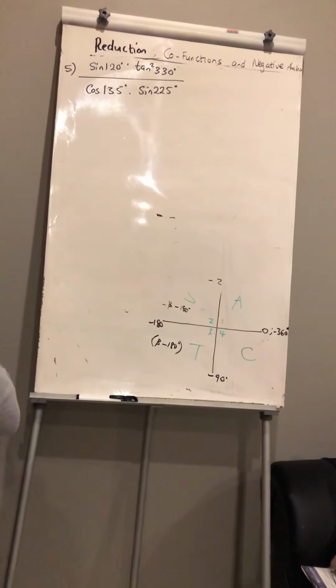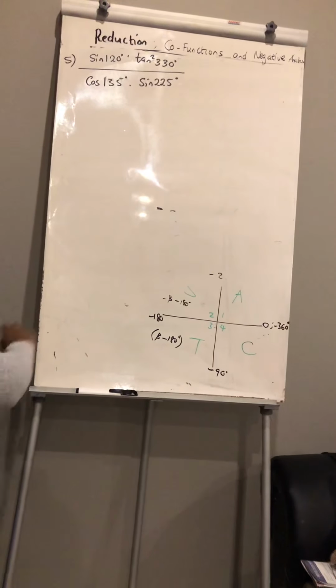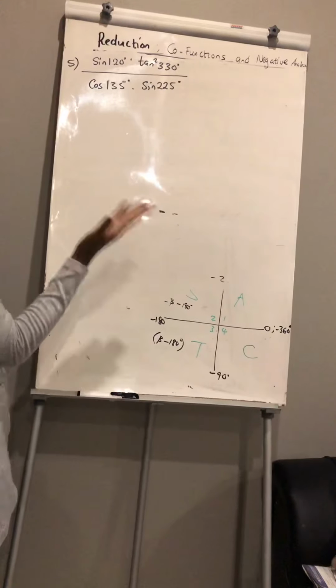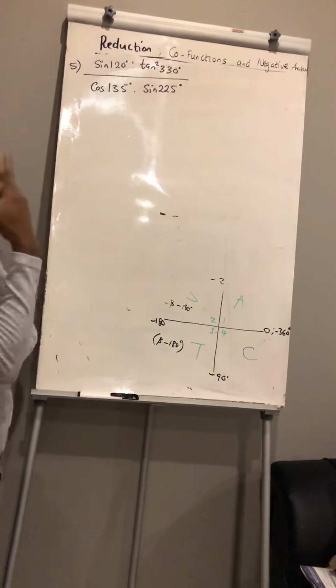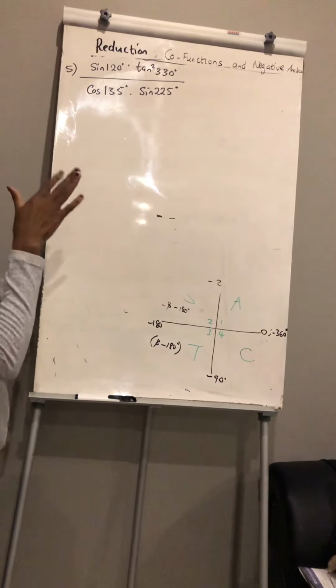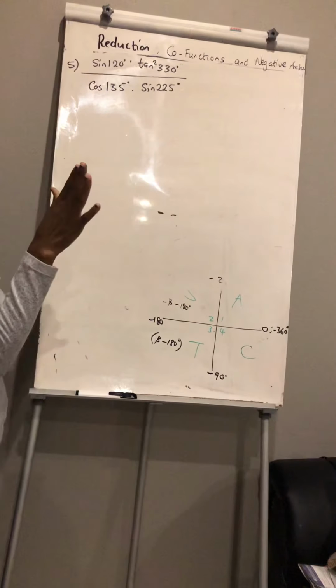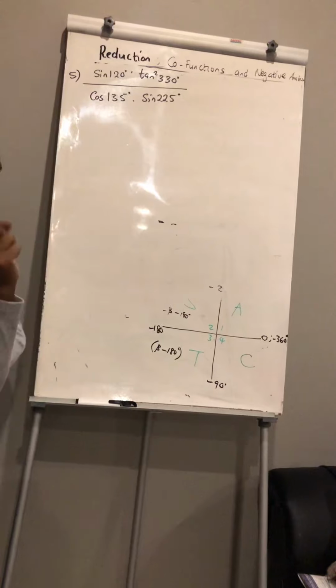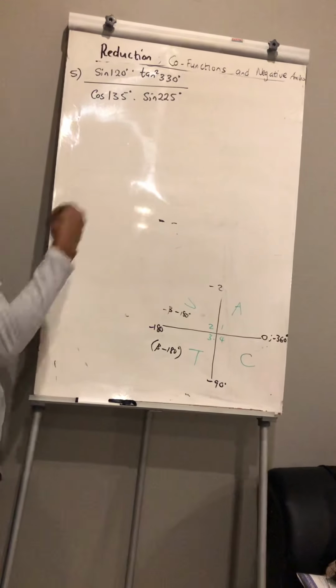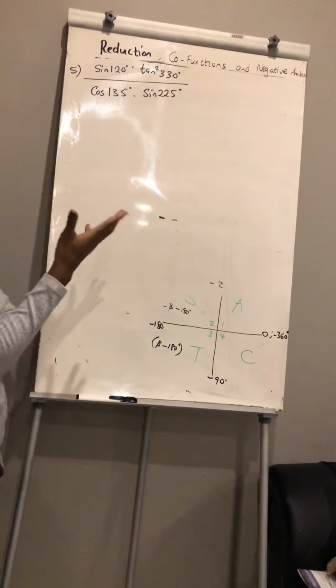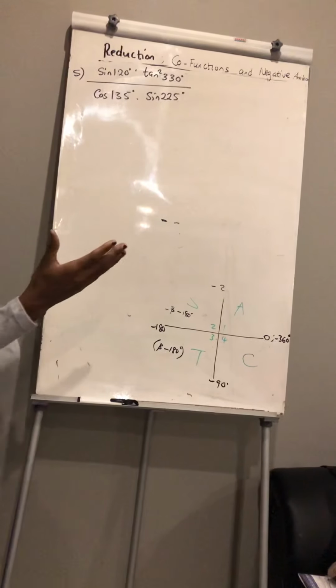120. So you ask yourself, which special angle is close to 120? And I know most of you are saying 90 degrees right now, but we do our best to avoid 90 and 270 actually, for the reasons you know. In case you forget to change the function to its cofunction, you don't want to put yourself in a place where you can easily lose marks.